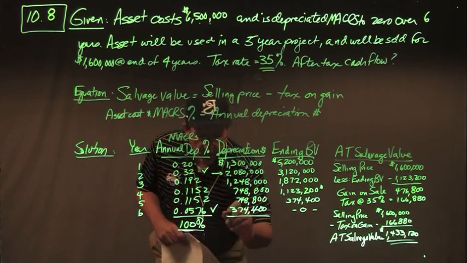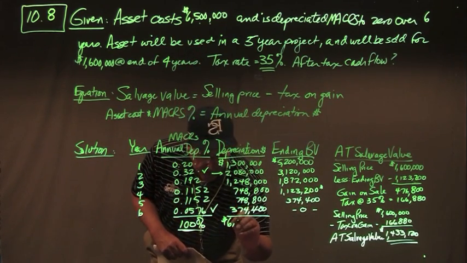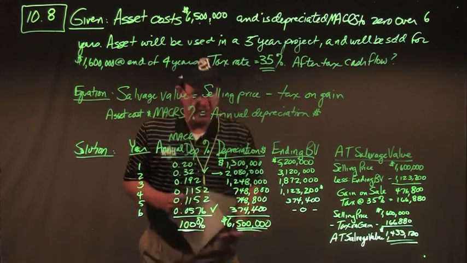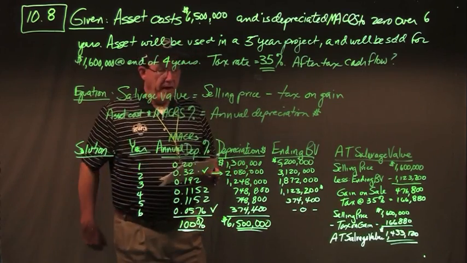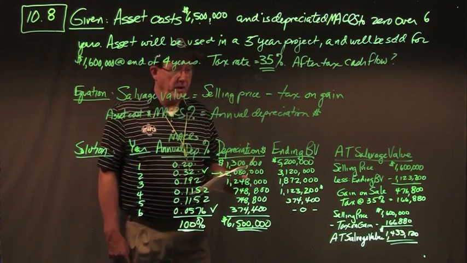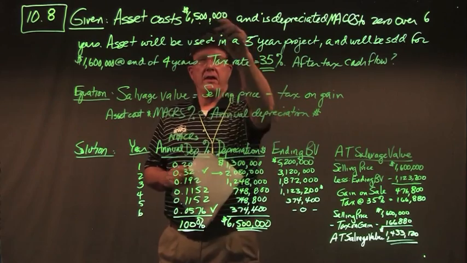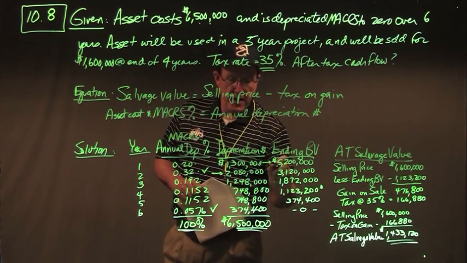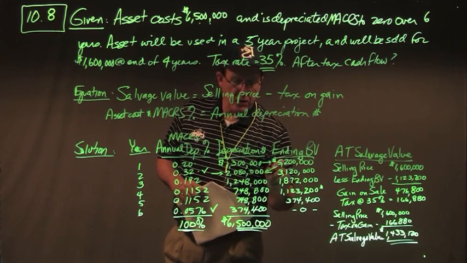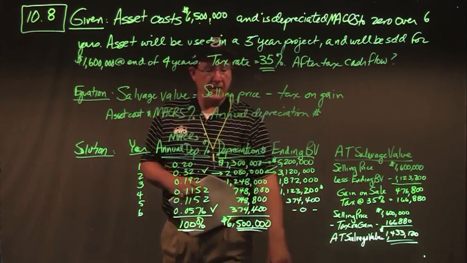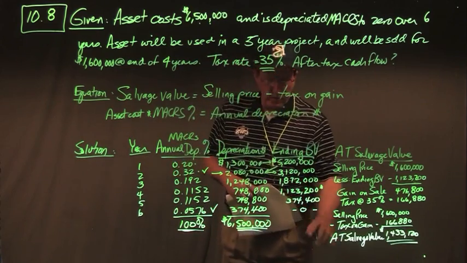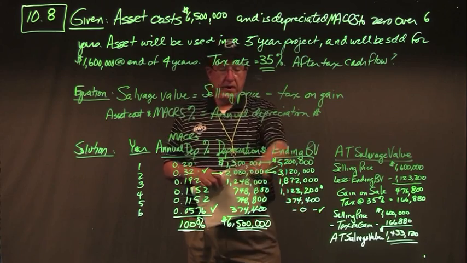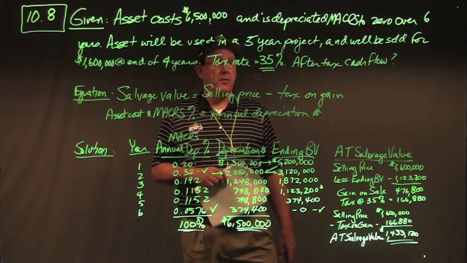All of these depreciation dollars should add up to the cost of the asset, 6.5 million. That's another good check to make sure that you're doing things correctly. And then when I zigzag down, take the cost of the equipment, take out the first depreciation, that gives me 5.2 million minus 208,000 should give me 3,120, and so on, all the way down. I should get an ending book value of 0 at the very bottom. So another check, 3 different checks on these MACRS problems.